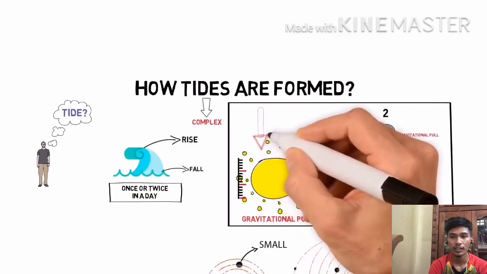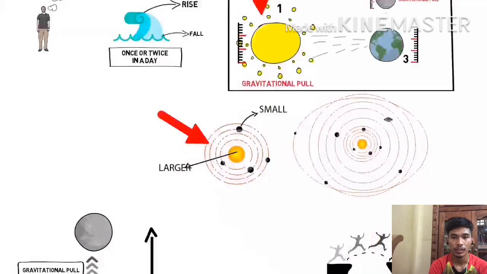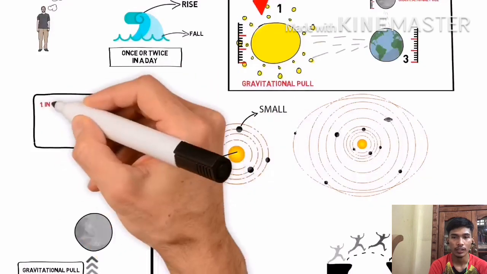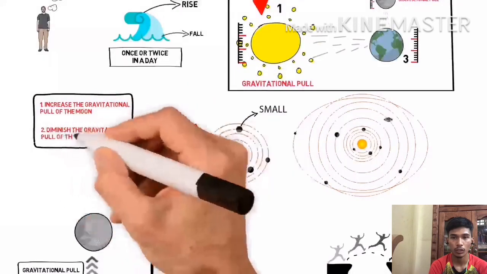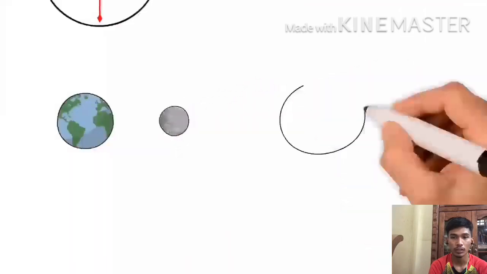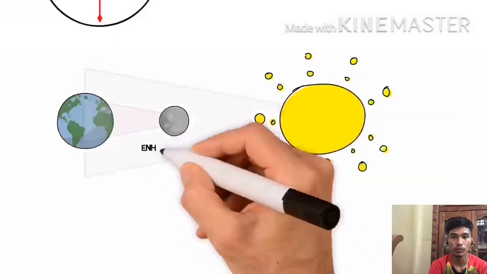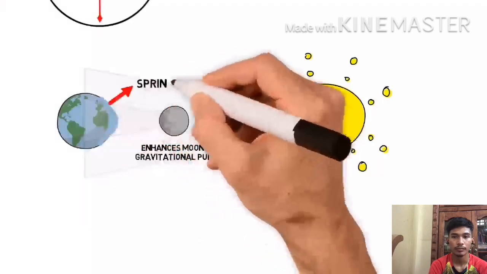What about the sun? As I said, the sun is bigger than all the celestial bodies in the solar system. That means the sun exerts more gravitational pull, and it influences the tides as well. However, the sun's gravitational pull can do two things: either it will increase the moon's gravitational pull on the earth, or it will diminish it. When the earth, the moon and the sun are in a straight line, with the sun behind the moon, it enhances the moon's gravitational pull, and that creates much higher tides. They are called spring tides.